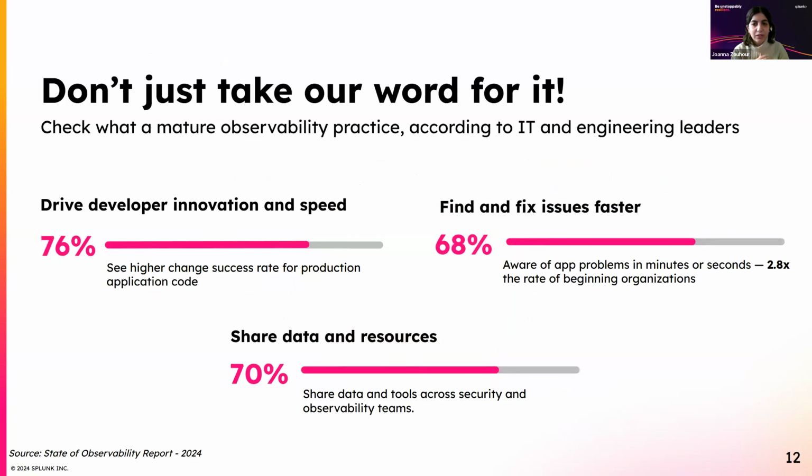All right, so if this hasn't convinced you yet, you can just listen to the IT engineering leaders who have consistently said that a mature observability practice really leads to amazing results. The first one being that they drive more developer innovation and speed. They also see faster ways of finding and fixing issues. And then finally, they're also able to share data and resources across their security and observability teams more often with a mature observability practice.